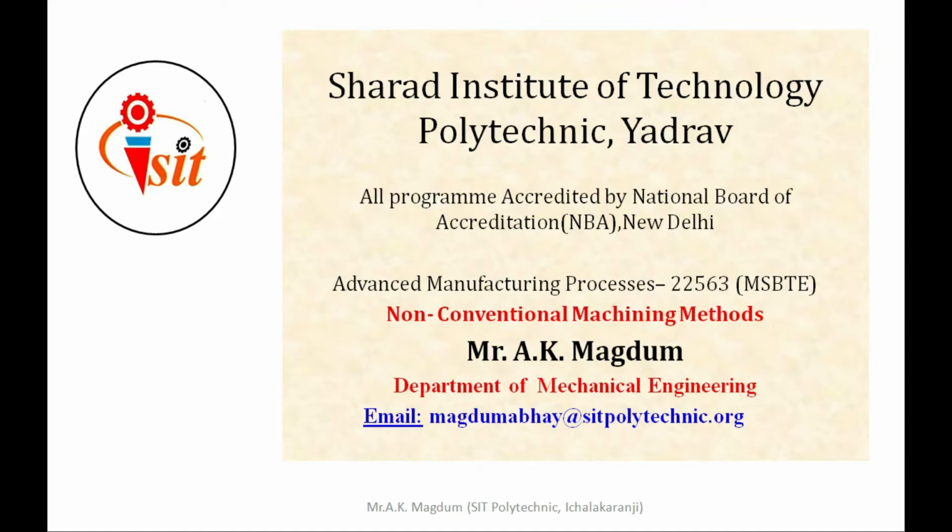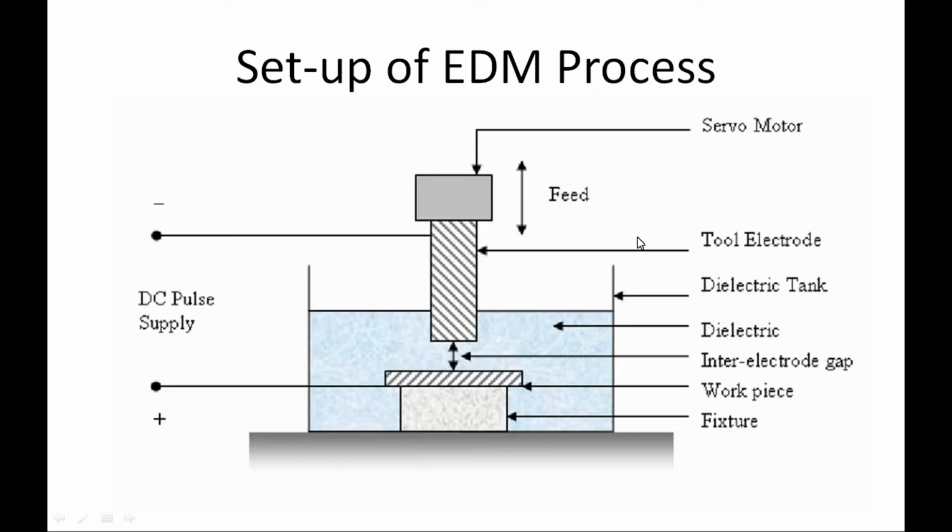Experiment number 3 and 4 are correlated with each other. So let us start. There is the practical syllabus. We already observed that practical syllabus in the previous session. So what is the setup of the EDM process? Here, all of you observe in this slide, in the upper portion there is the servo motor. That servo motor is connected to the tool electrode, and there is a feed motion which is up and down, which is shown with the help of this arrow.